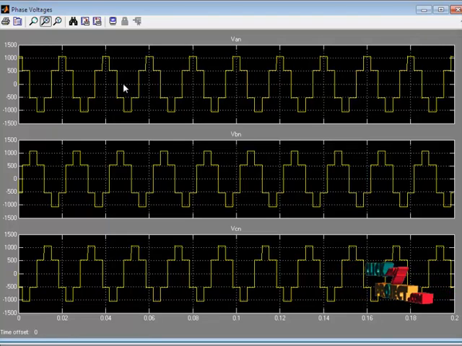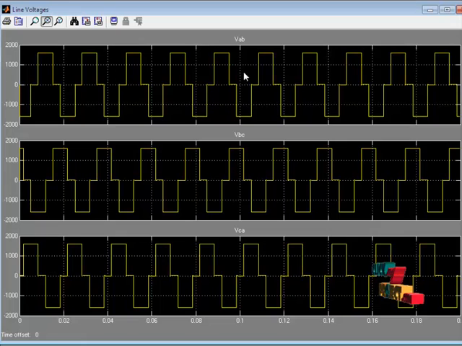The next one is the phase voltage of our product. The first one is VAN, the second one is VBN, and the third one is VCN. And the next one is the line voltages. The line voltage is measured between lines A and B.